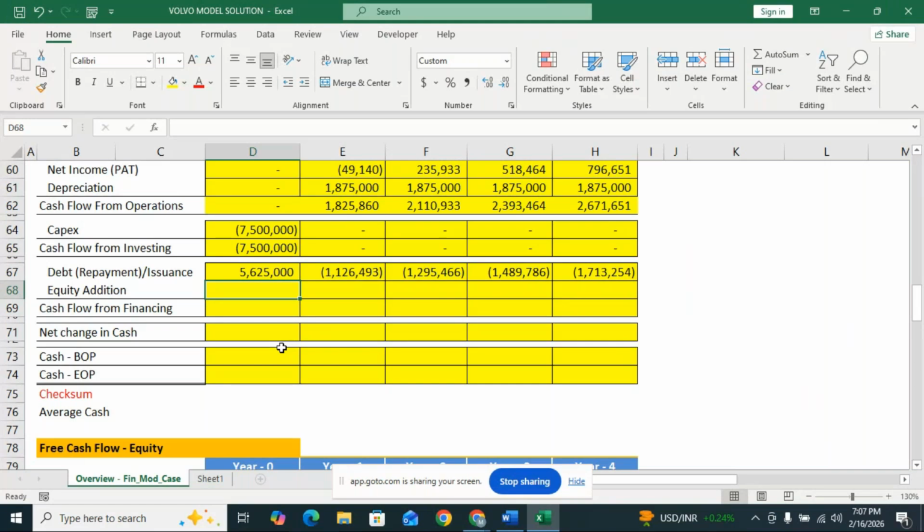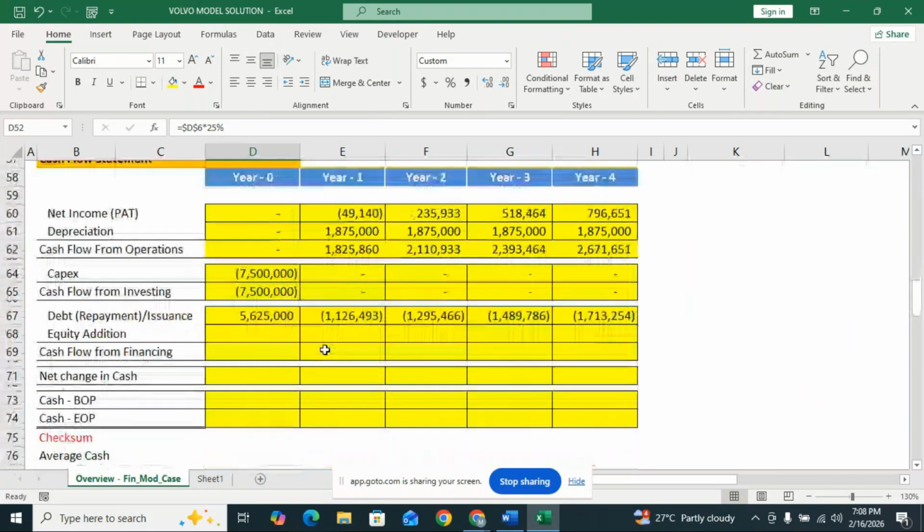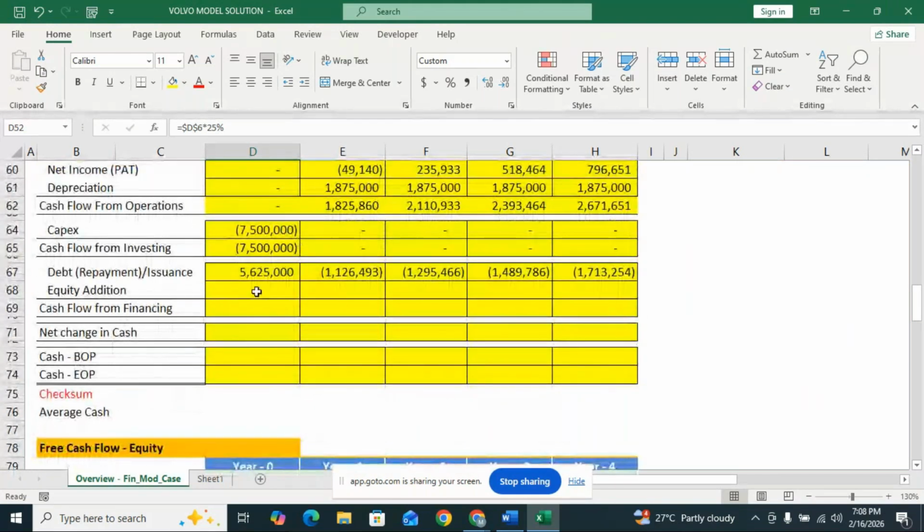I hope you have done with the debt repayment pattern. Next, we have the equity addition. Now, what is your equity addition? You know, equity was your 25% of the value. So the same thing you can just put up here as your equity addition. And again, it is not repetitively put up for all the years. How you have put up your capital expenditure for the initial year, the same way is your equity addition.